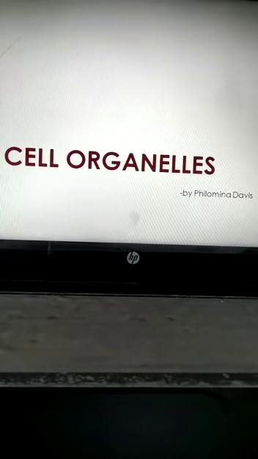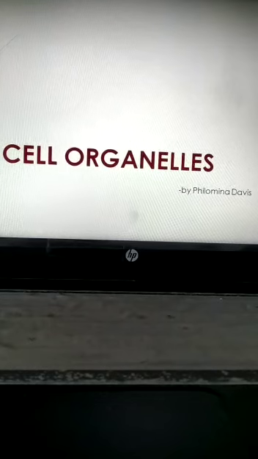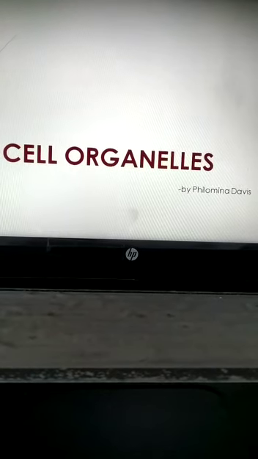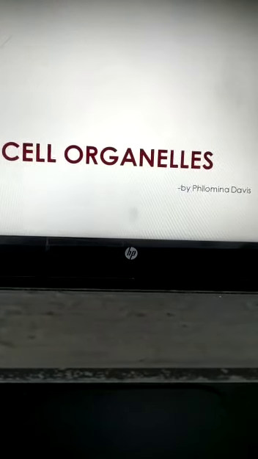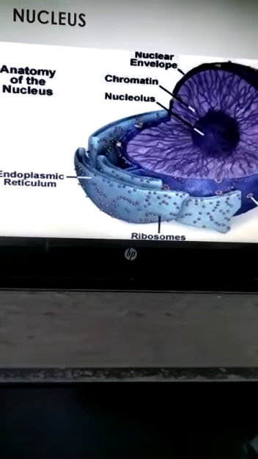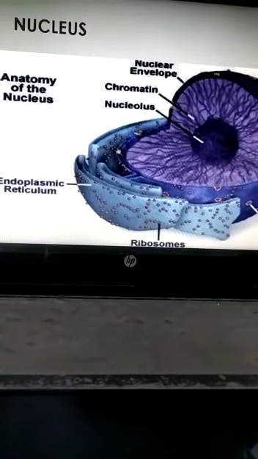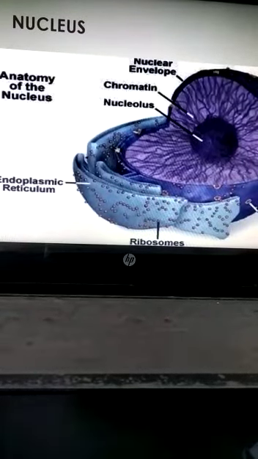Today we are going to learn about the cell organelles. They are the parts of a cell. First one is the nucleus. Nucleus is the prominent spherical structure found at the center of the cell.